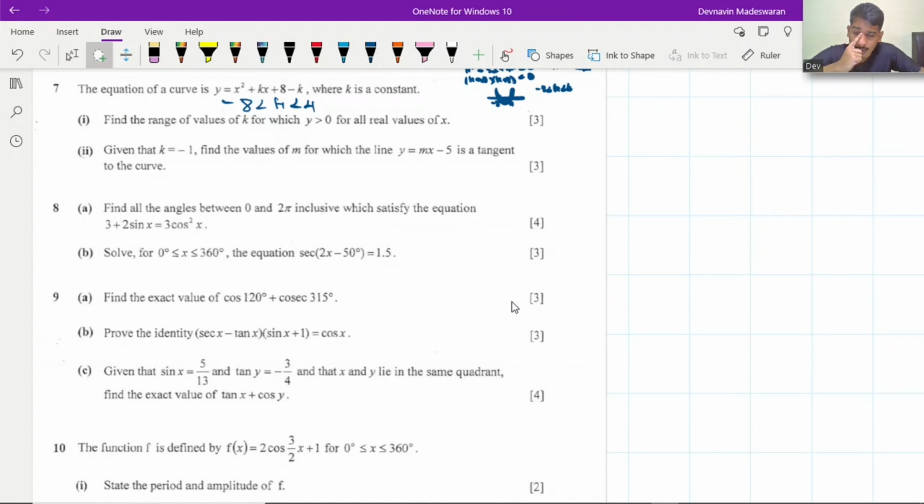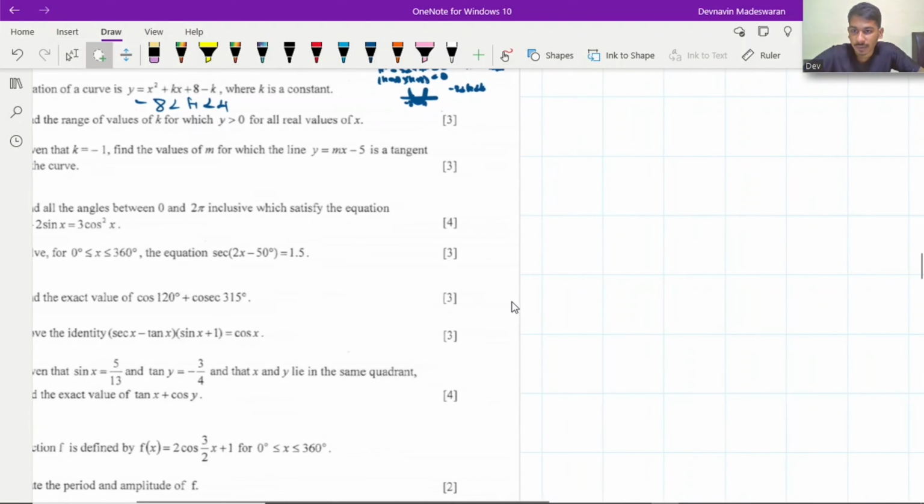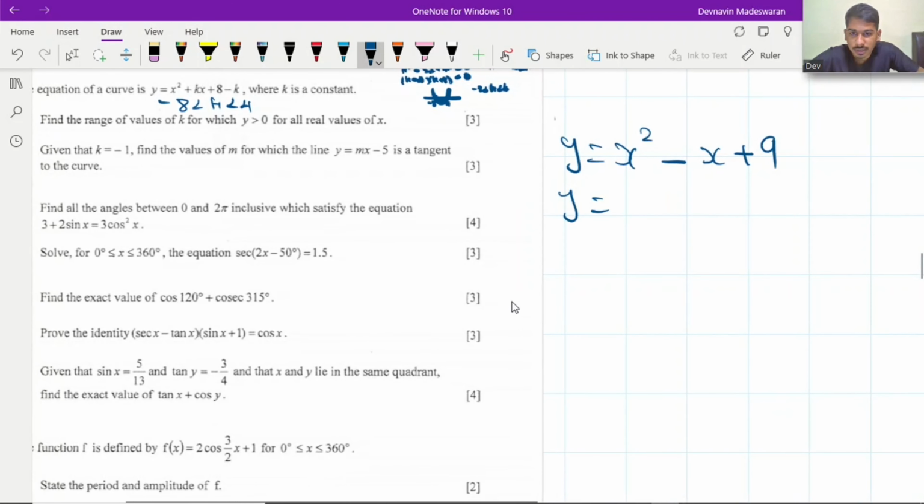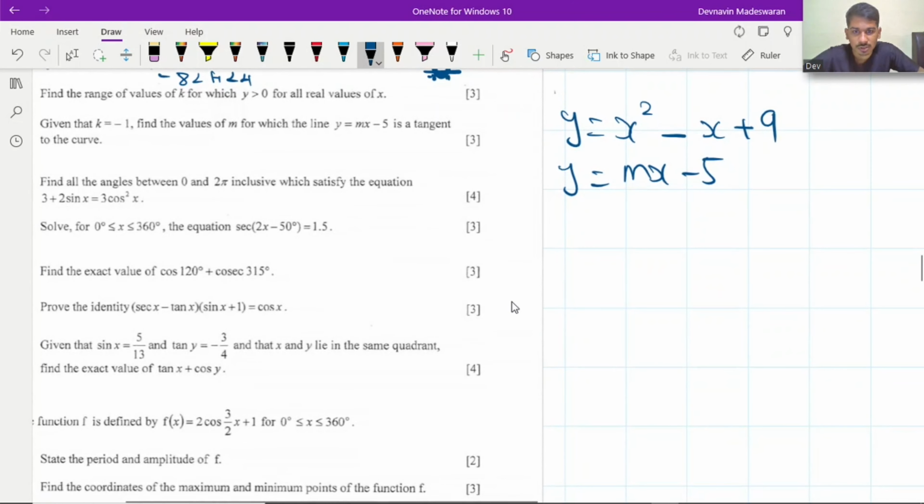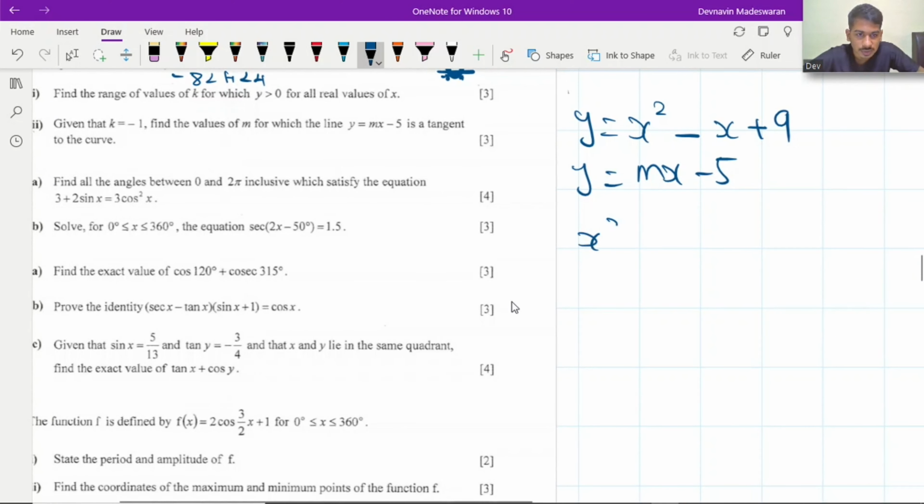Given that k is equal to negative 1, which is within the range, find the value of m for which the line is a tangent to the curve. So we have y is equal to x squared minus x plus 9, because 8 minus 1 is 9. The other equation is mx minus 5. For it to be tangent, we need only one solution. So we equate them: x squared minus x plus 9 is equal to mx minus 5.